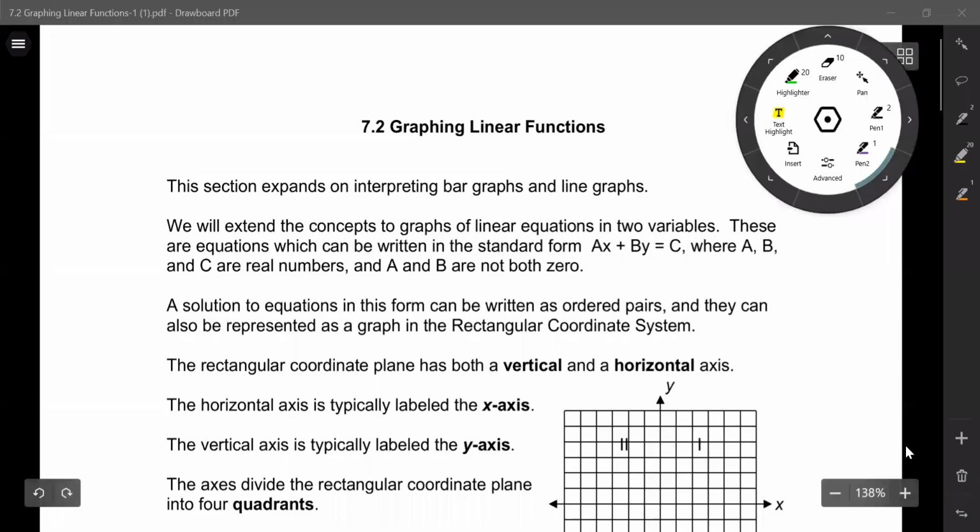All right. Graphing linear functions. Okay, let's see.